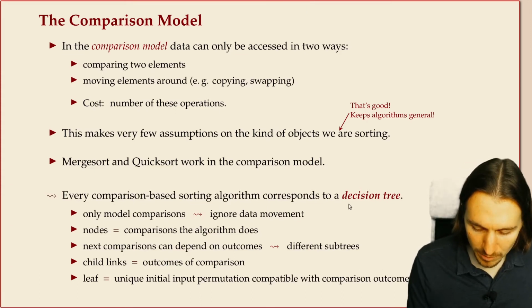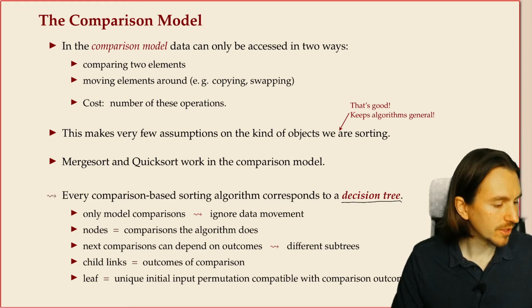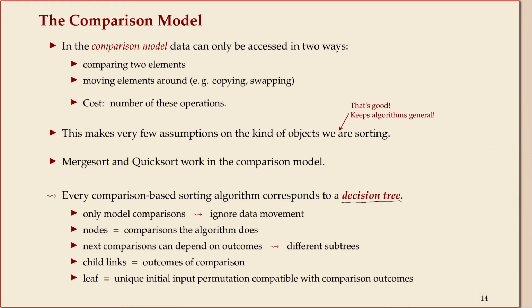And what makes this problem, this model, nice for analyzing it is that every algorithm can be represented by a single, relatively easy to understand object, and that's the so-called decision tree. Now this is a tree, and I will show an example on the next slide in a second, but I want to briefly explain what it looks like.